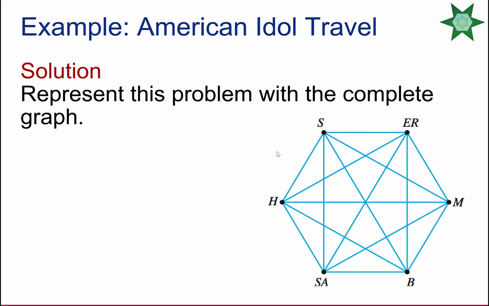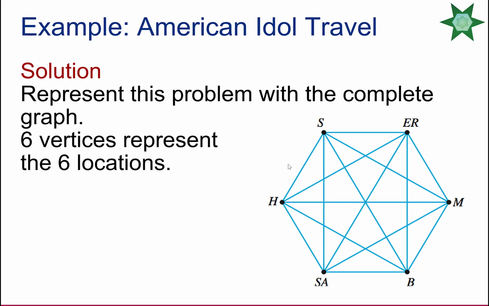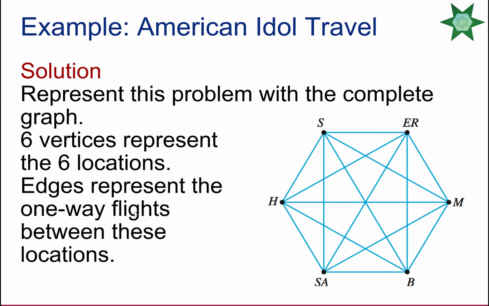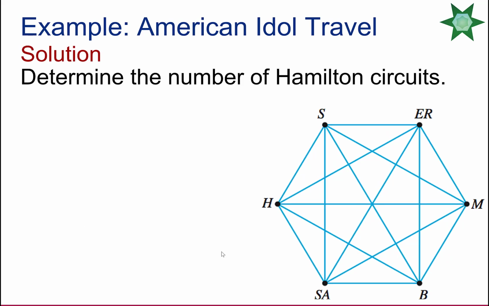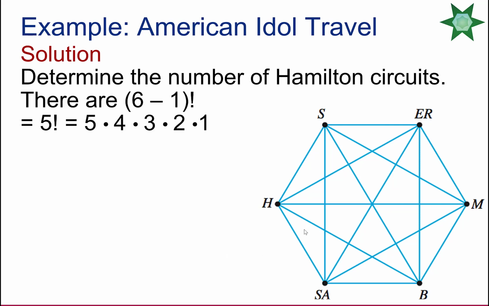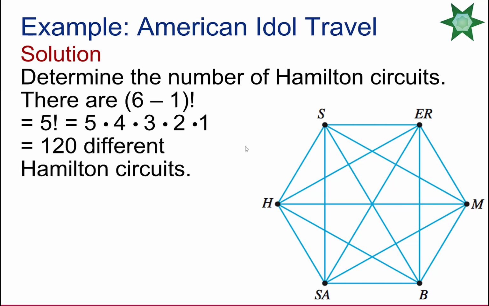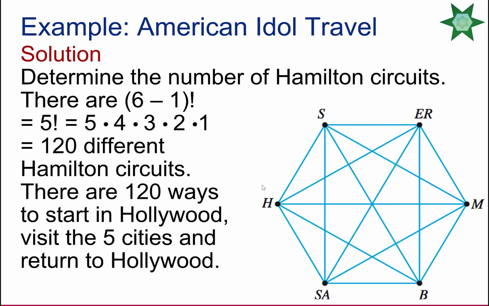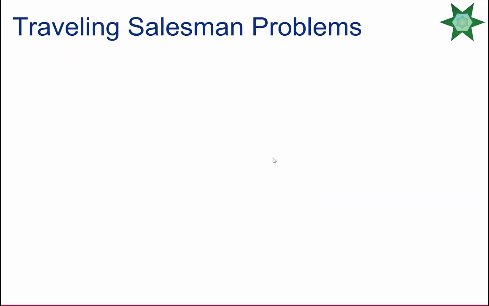Here's the complete graph. There's a path between every 2 vertices. There are 6 vertices here, 1, 2, 3, 4, 5, 6, and the edges represent the one-way flights between those locations. We're going to come back to this graph in a minute. Determine the number of Hamilton circuits. It's 6 minus 1 factorial, which is 5 factorial, which means 5 times 4 times 3 times 2 times 1, giving us 120 different Hamilton circuits. So there are 120 different ways they can start in Hollywood, visit all 5 cities, and return to Hollywood.